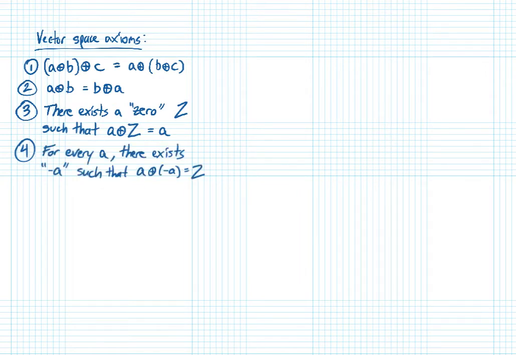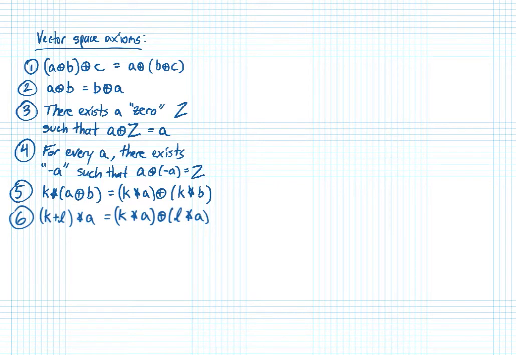So this axiom says that for every A in the vector space, there should exist some quote-unquote minus A, such that when you add A plus minus A using the weird addition, you get Z. All right, and then axiom 5 is one of the distributivity laws. It says that when you have k times A plus B, that scalar multiplication distributes. This is actually the axiom that we saw in practice on the previous slide.